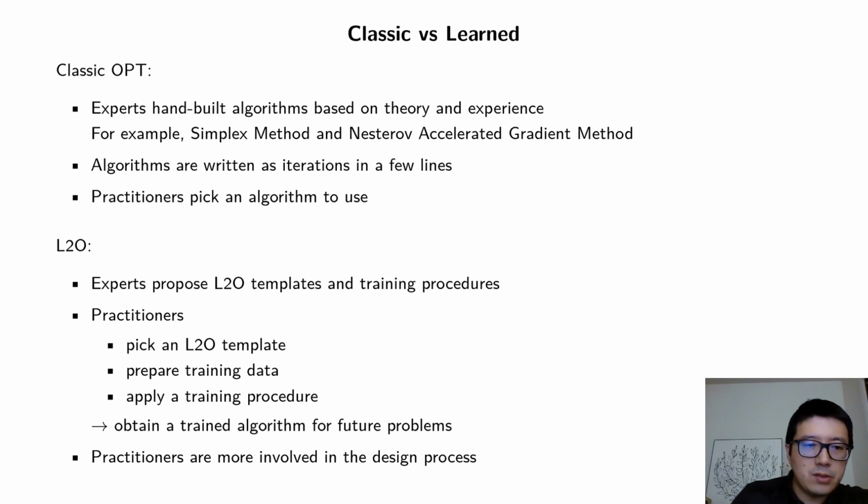Learning to optimize has practitioners more involved in the design process of the algorithm. The experts only propose learning to optimize templates and the procedure of training the templates. It is the practitioner's task to pick an appropriate template, prepare all the training data, apply the training procedure to obtain a trained algorithm, and then they expect to apply this trained algorithm to future problems that are similar to the training problems.